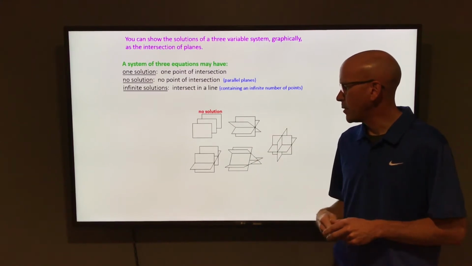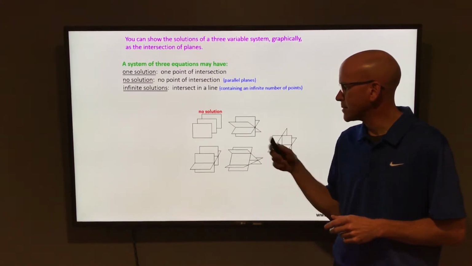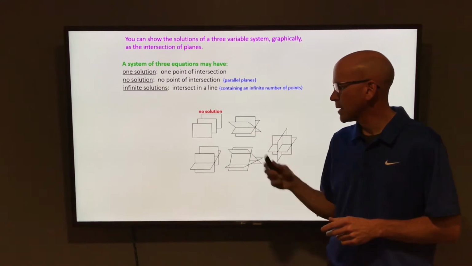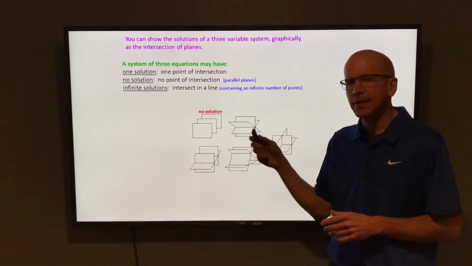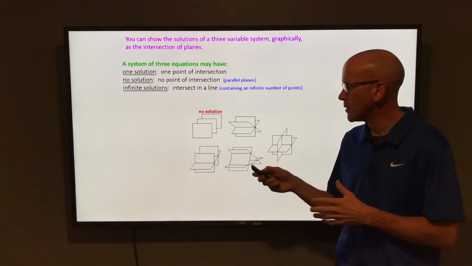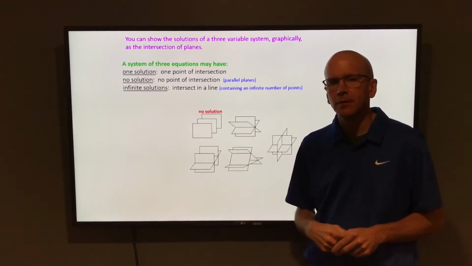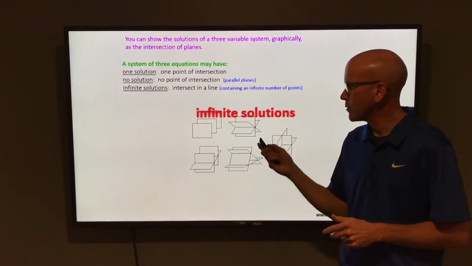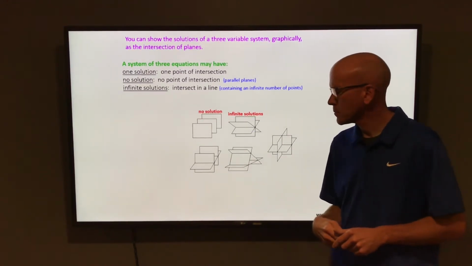In the second example, you see these three planes intersecting in a line. They all come together and meet in a straight line. If those three planes meet in a straight line, there would be an infinite number of points on that line. So for that, there would be an infinite number of solutions.